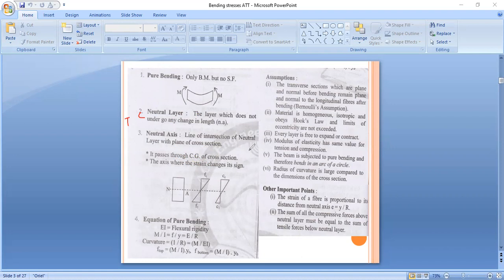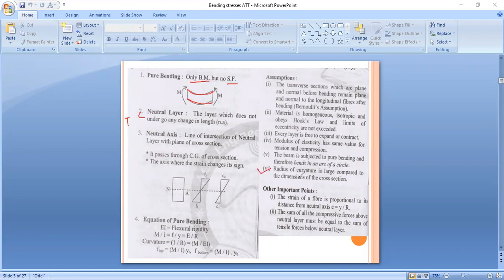Then our fifth assumption. The beam is subjected to pure bending and therefore bends in an arc of circle. See here, our bending is pure bending. That is, bending moment is present and shear force is zero. So this is arc type bending.